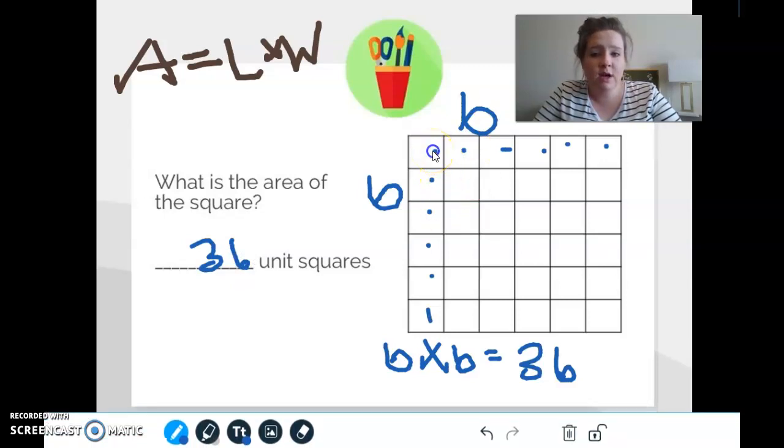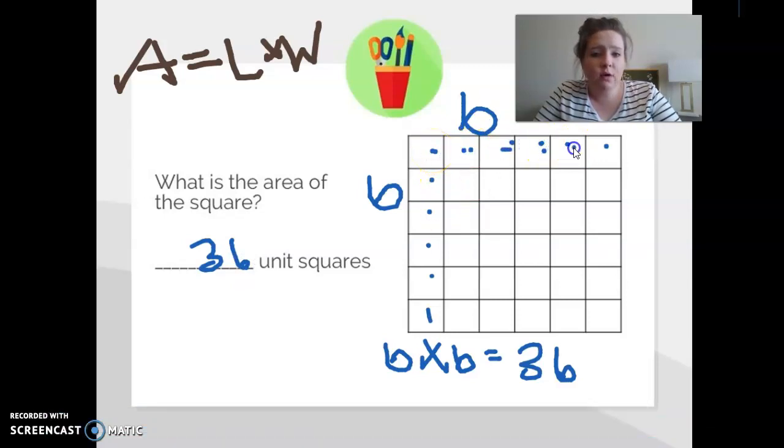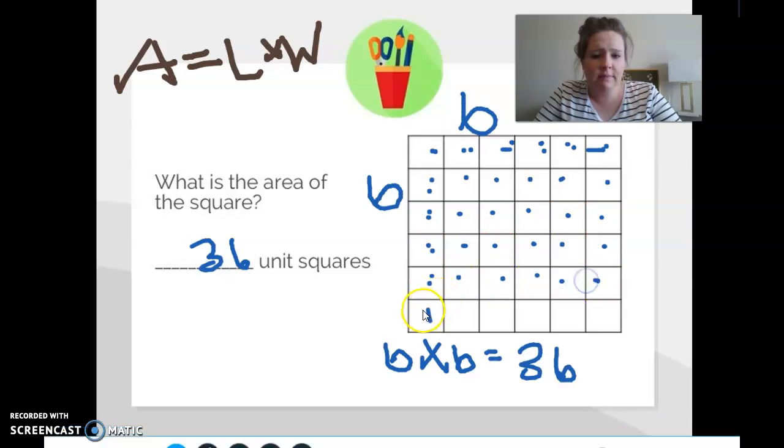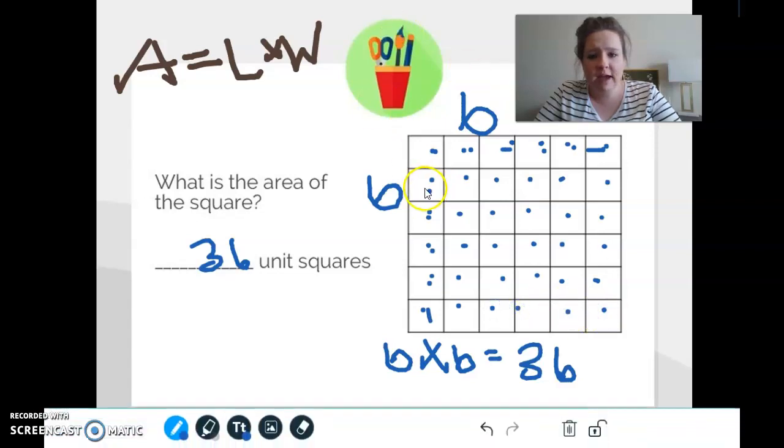1, 2, 3, all the way up to 36. Okay? So there is your area. All right? You guys are going to have a chance to practice this on the next couple of slides.